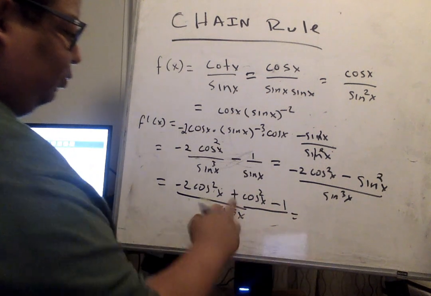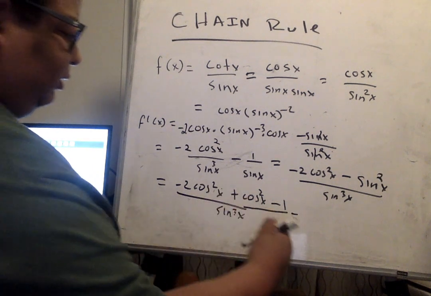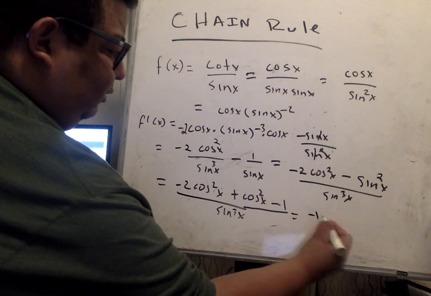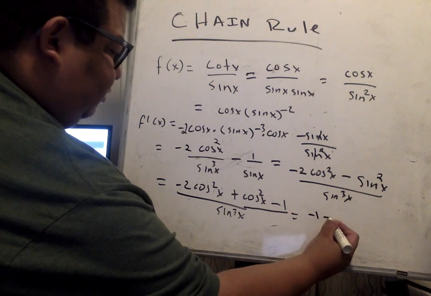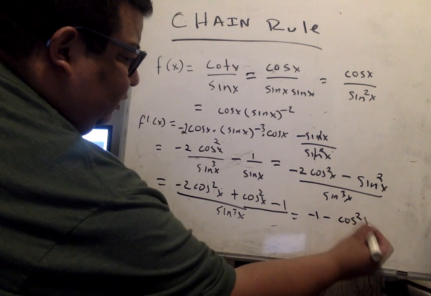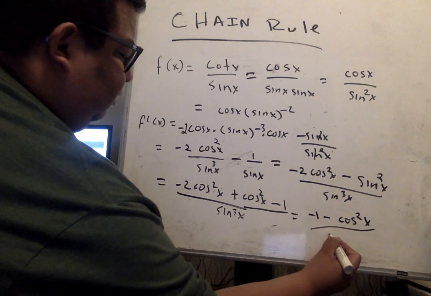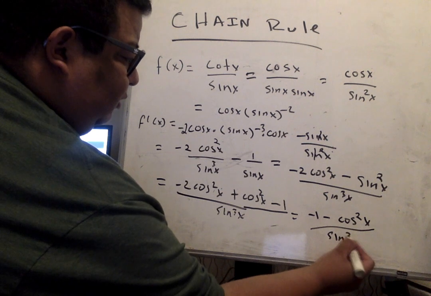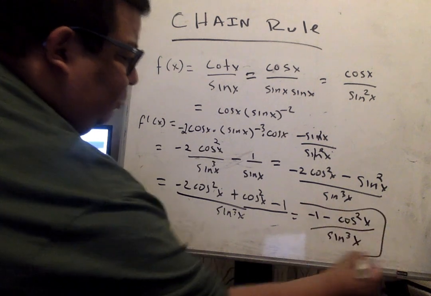So this is equal to, we can cancel 1 cos square, so that's going to be negative 1 minus cos square x all over sine cube x, and this should be our answer.